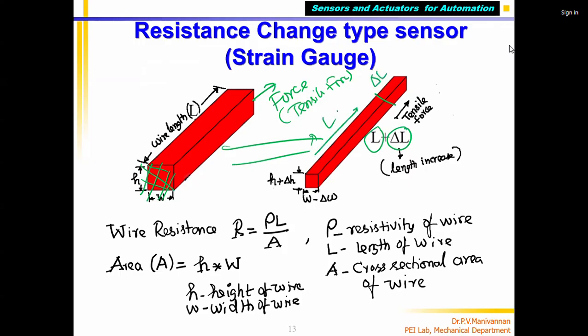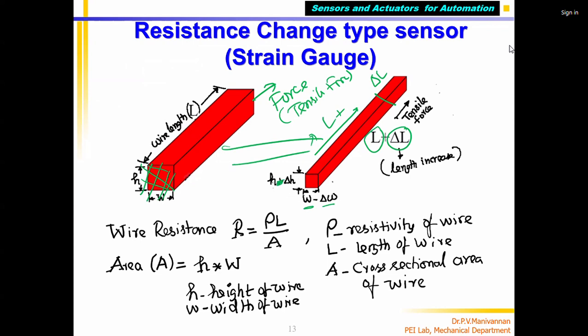This was the original L. So the total length is delta L more. Meanwhile, what will happen if the wire is stretched, pushed because of the tensile force? The cross-sectional area, the W, will reduce, correct? To W minus delta W. This much it will reduce. Similarly, the height also will reduce. Sorry, this also will be minus, a typing mistake, correct? So the H also will reduce.